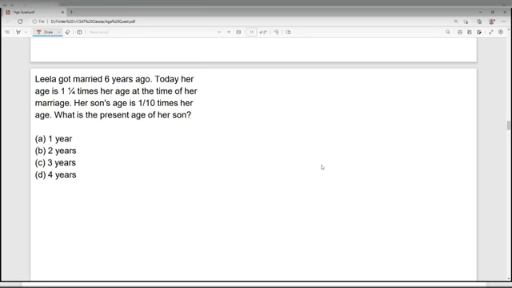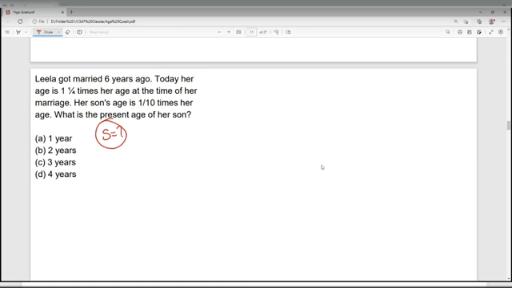So what they've said is, Leela got married 6 years ago. Today her age is 1/4 times her age at the time of her marriage. Her son's age is 1/10 times her age. What is the present age of her son? So what we need to find out is the age of the son. Let that be S. So just mark it here.